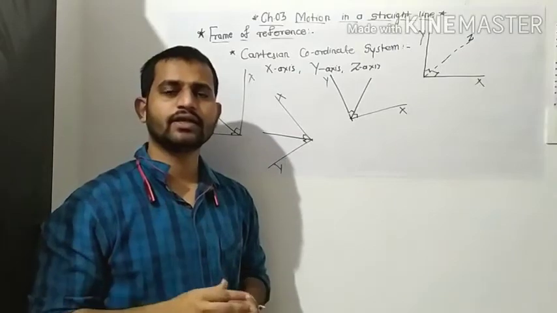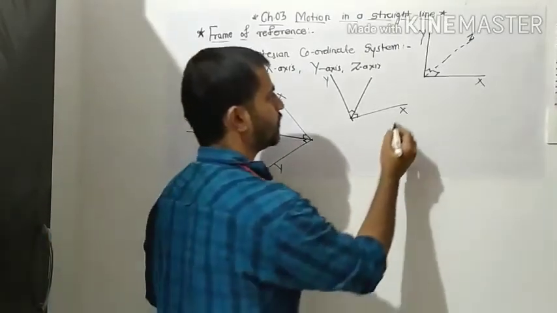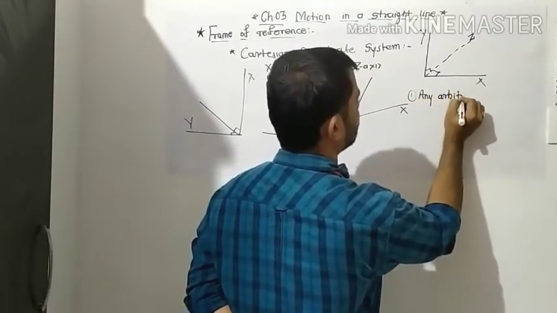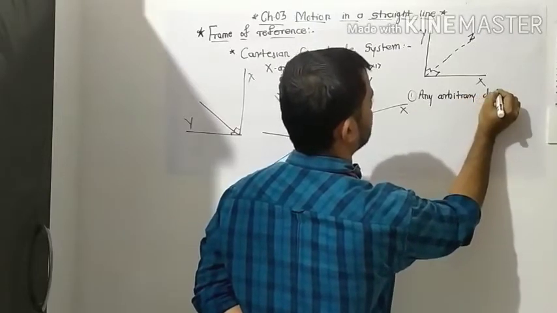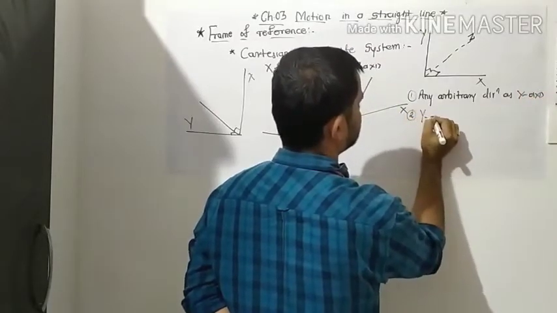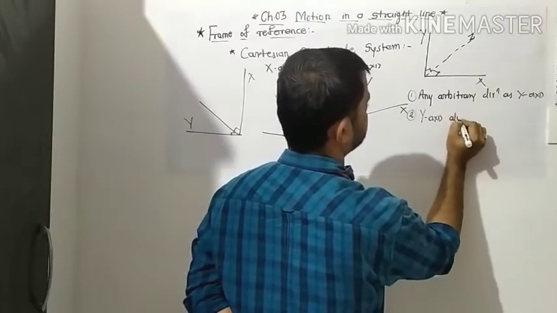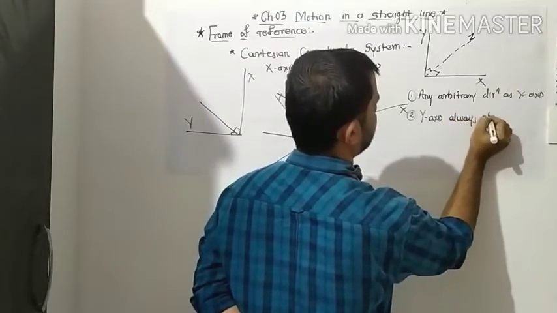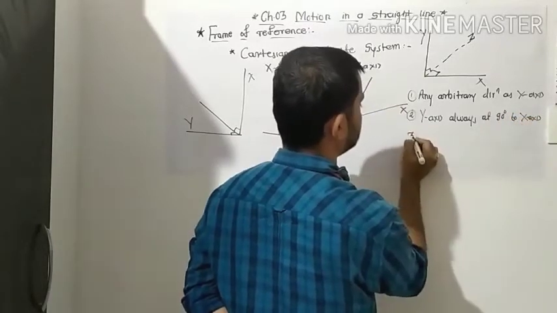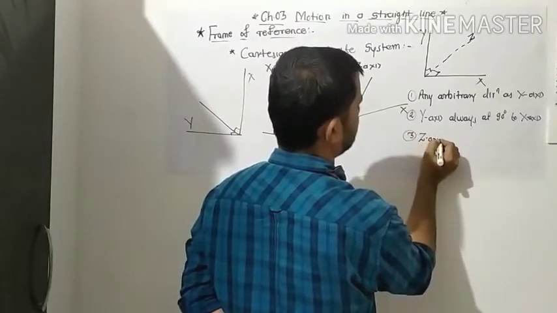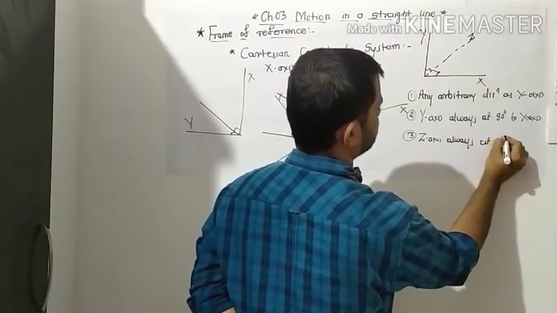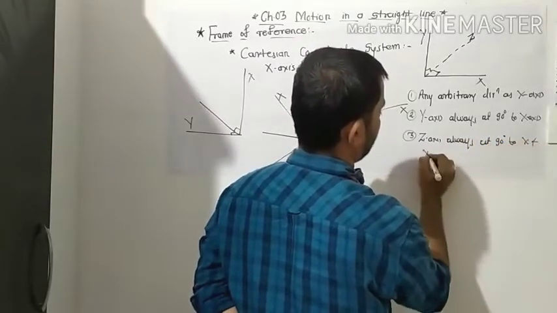That we can take any direction, any arbitrary direction, as the x-axis. Then the y-axis is always at a 90 degree angle to the x-axis, and the third one is the z-axis, always at a 90 degree angle to the x and y axis.